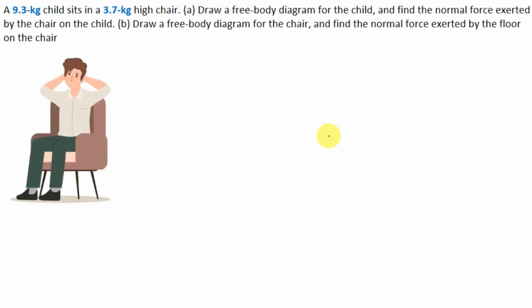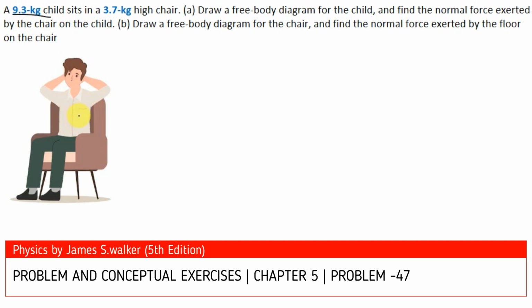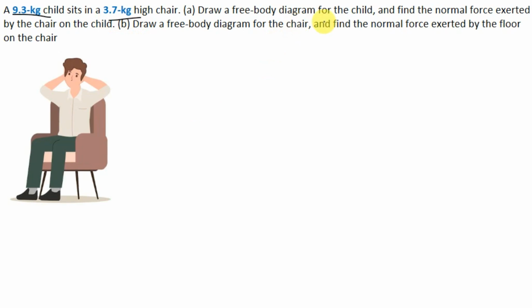Now in this question it says that a 9.3 kg child sits on a 3.7 kg chair, and we need to draw the free body diagram for the child, and then we have to find the normal force exerted by the chair on the child. So first I'll be making the free body diagram for the child. This is the mass of the child, which is given to be 9.3 kg. Now its weight force would be acting in the vertically downward direction, W, and the normal force exerted by the chair on the child, this is N, and there is no vertical motion, so the acceleration is 0.